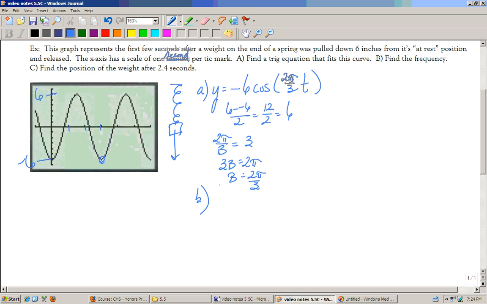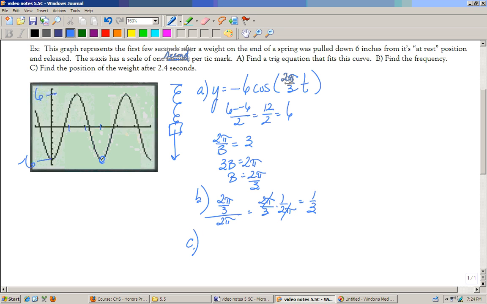Part B, the frequency, remember, is b over 2 pi. So b was 2 pi over 3, over 2 pi. When you multiply by the reciprocal, it's going to cancel down to 1/3. So basically that means it completes 1/3 of the cycle every second. So by the time 3 seconds are done, it's completed the entire cycle.